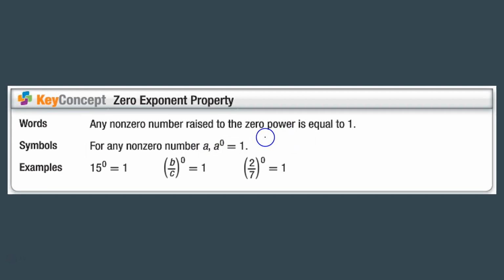So then we have the zero exponent property. Any non-zero number raised to the 0 power is equal to 1. 5 to the 0 power is equal to 1. B divided by C to the 0 power is 1. Anything to the power of 0 is 1.